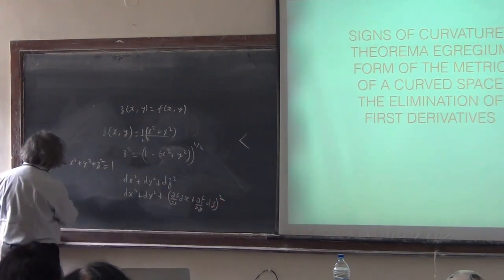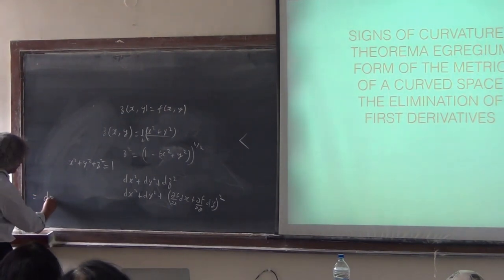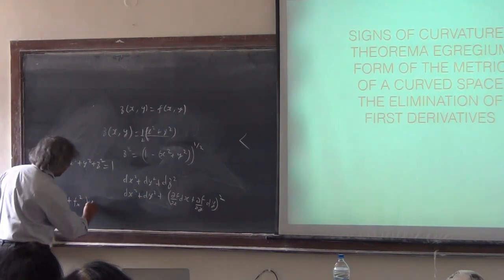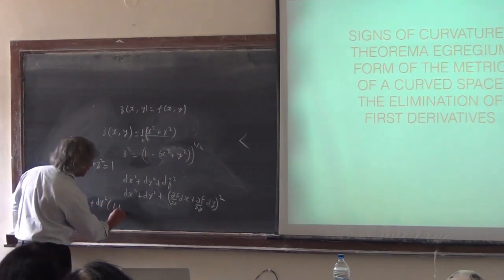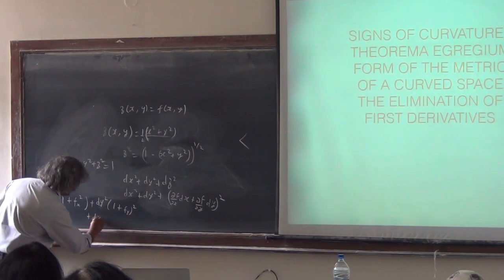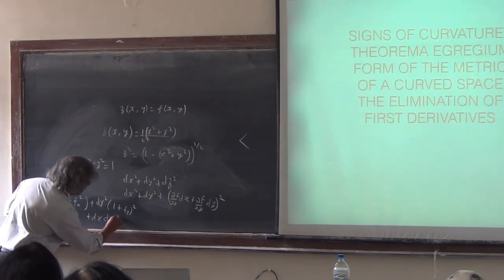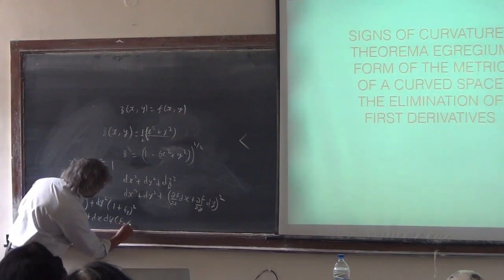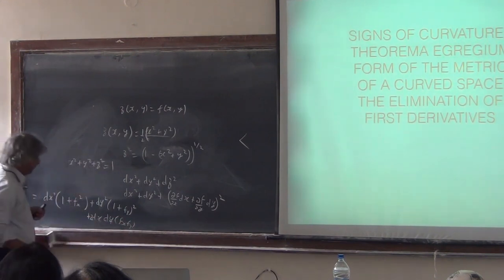Now if I collect all the terms, I get dx squared times (1 plus fx squared), plus dy squared times (1 plus fy squared), plus dx dy times fx times fy, with a factor of 2.